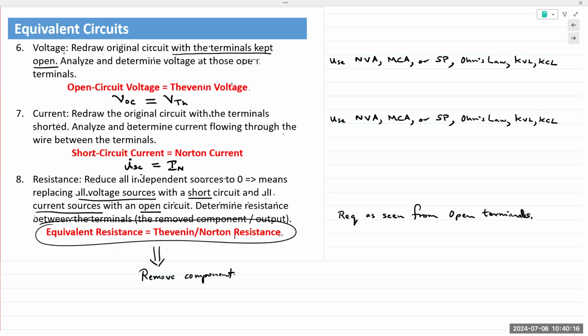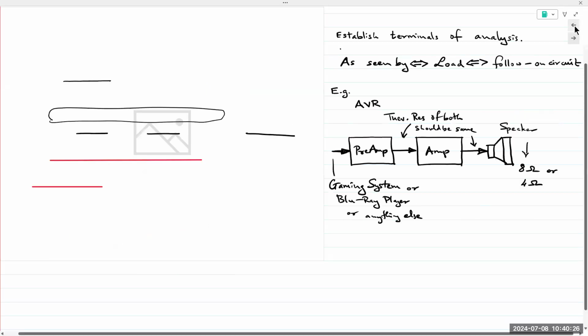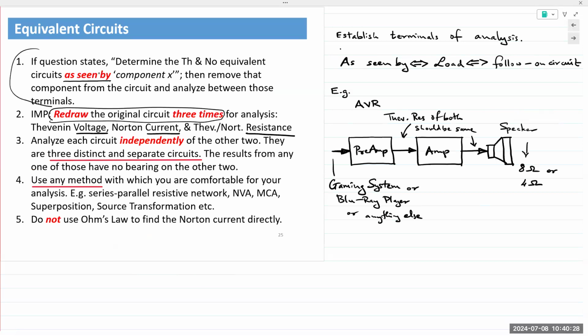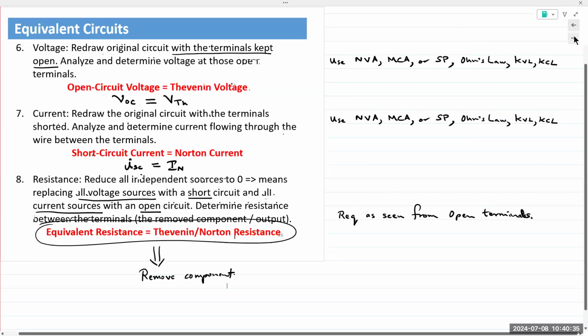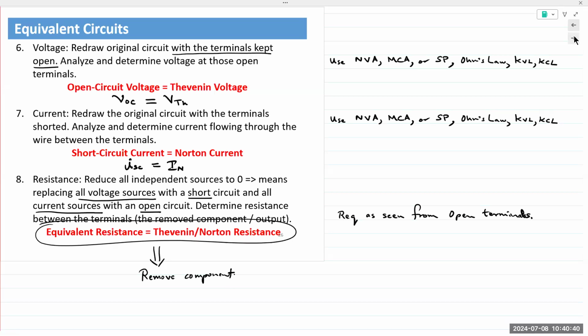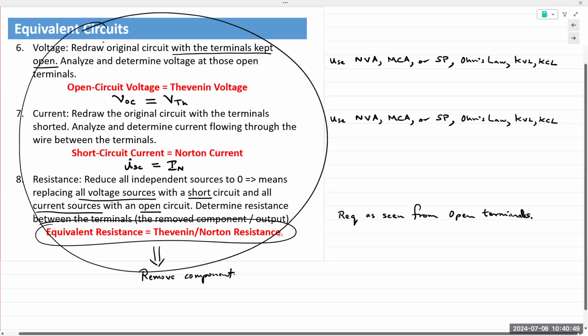Okay. If the question states, determine the Thevenin or Norton circuit as seen by a particular component, then you remove that component from your analysis, which is the absolute first step right here. Okay. If it doesn't state anything like that, if it simply states between a pair of terminals, then you analyze between a pair of terminals, you do not remove anything. Now, after you do that, after you remove it, then you redraw it 3 times.